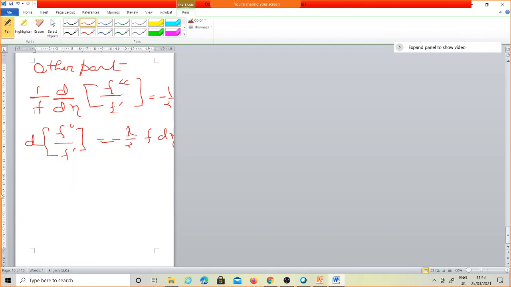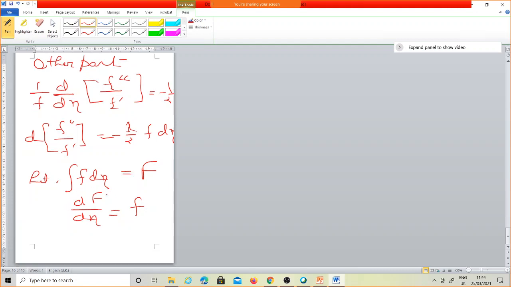So let's consider in this case the integration of f d eta is equal to capital F. So we need to integrate, right? Let's consider the integration of f d eta is equal to capital F. So you can write that d capital F by d eta is equal to small f. It means if you integrate small f, you get capital F. Again, if you differentiate capital F, you get small f. So the integrating constant is already taken into account. Okay, now I do the integration.